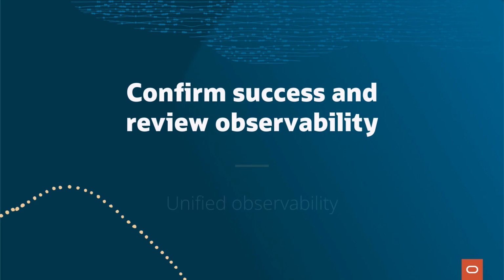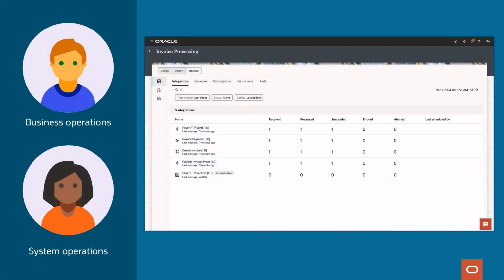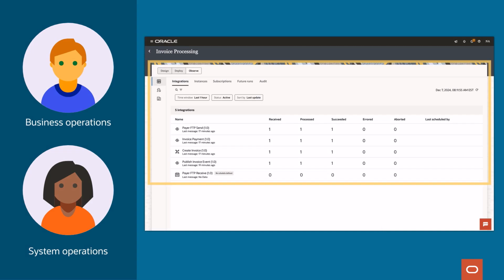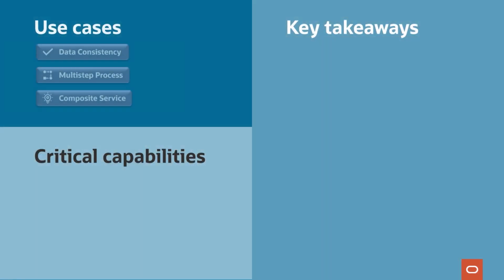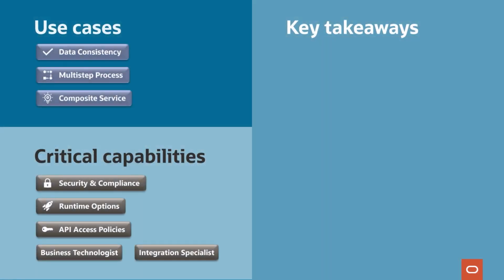The intelligent invoice processing solution is complete. Let's test our solution and review some runtime and unified observability capabilities. In this demo, a business user submits an invoice. Business and system operations teams gain valuable insights into the performance and operation of the business process. This demo illustrates several use cases and critical capabilities.